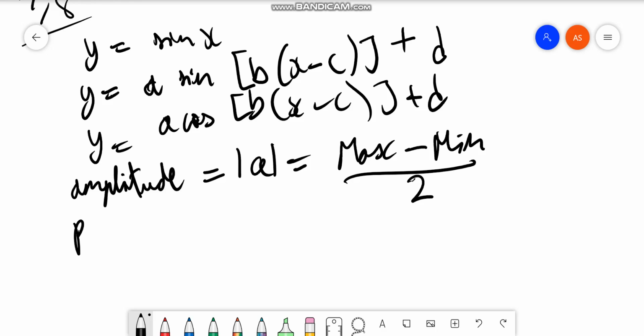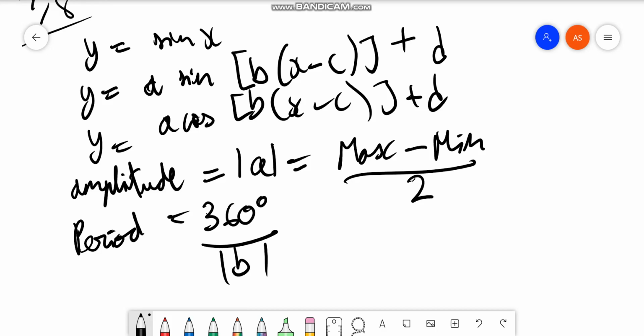And next the period would be 360 degrees over the absolute value of b, because the period of sine x or cos x is 360 degrees. And if you want it in radians, you go 2 pi over b.